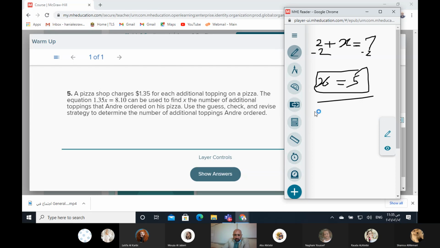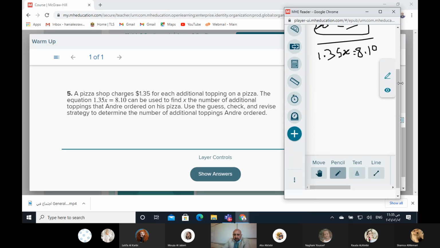Thank you. So now we have this equation and we want to solve this equation. We have 1.35x equal 8.10. You have 2 minutes, please. Try to solve it.